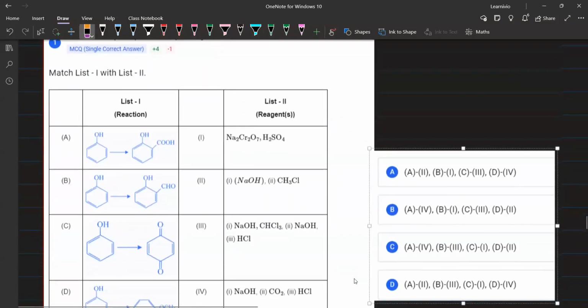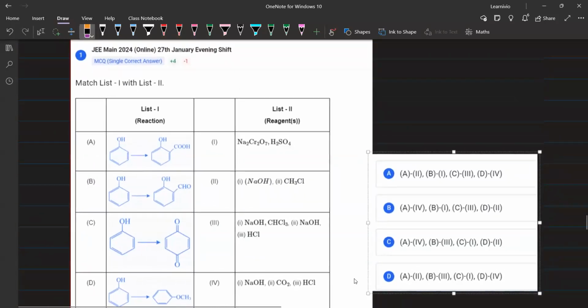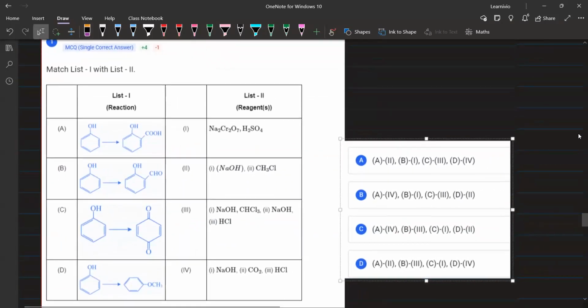Let's try this one. All of these reactions are also there in NCERT. Now choose which option will be correct for you. A doesn't look right, B is 1133, C is 3311. Okay, all the options are the same. Choose any two options here, and you will get the correct answer.